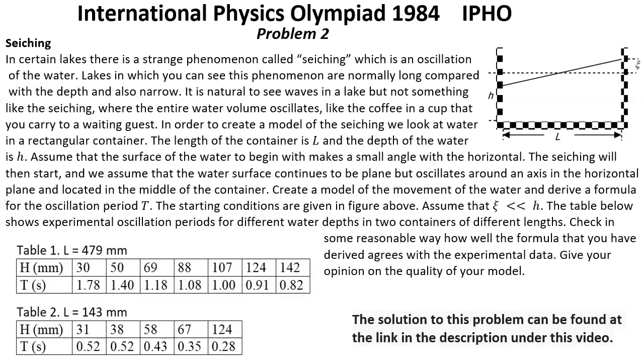Create a model of the movement of the water and derive a formula for the oscillation period T. The starting conditions are given in the figure above. Assume that C is much less than H. The table below shows experimental oscillation periods for different water depths in two containers of different lengths. Check in some reasonable way how well the formula that you have derived agrees with the experimental data. Give your opinion on the quality of your model.